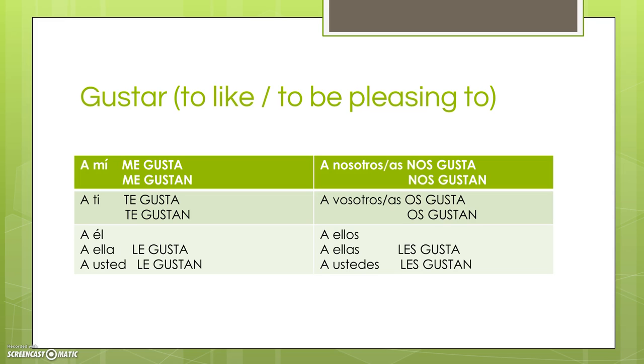So I would say a mí me gustan el pan y la jalea. The other forms then would be a ti te gusta or te gustan, a él, a ella, a usted, le gusta or le gustan, a nosotros, nos gusta, a vosotros, os gusta, and a ellos, ellas, or ustedes, les gusta or les gustan. Make sure you add these to your chart. Go ahead and pause if you need more time.